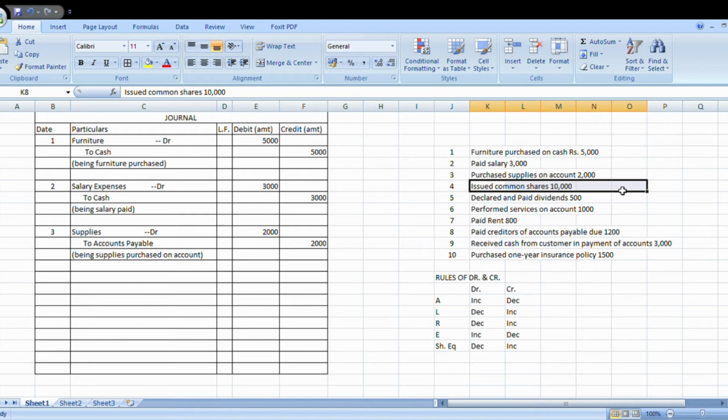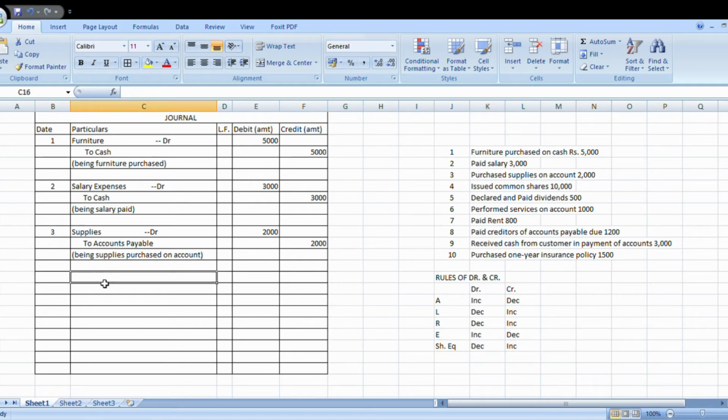When you issue common shares, what do you get? You get cash. Okay, and common shares is your part of shareholders' equity, or you can say a liability. It's a part of your shareholders' equity. Now, cash has come in. Since cash has been increased in the organization, it will be debited. And common shares is a part of shareholders' equity. If there is increase in common shares, it will be credited.